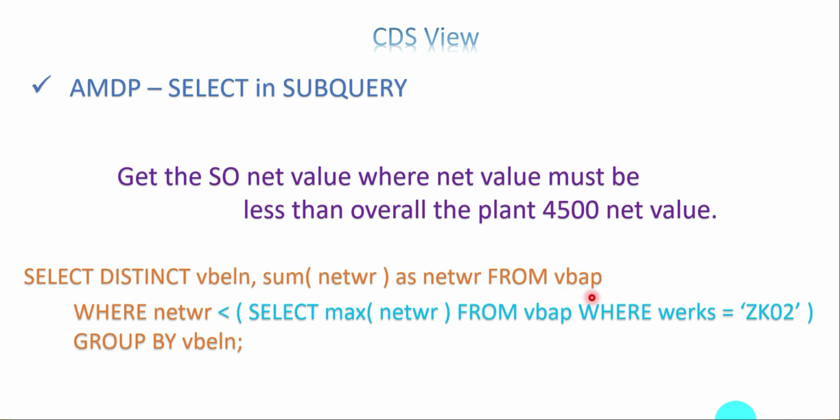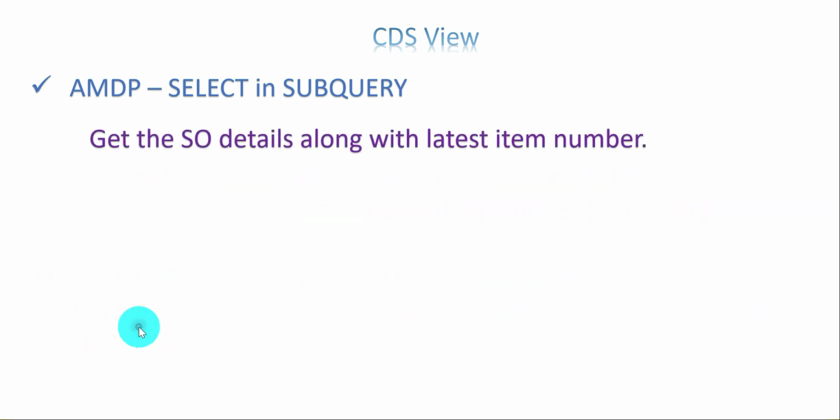Here the main query and subquery use the same table name, and the subquery is used in the where condition in this scenario. Okay, let's go to the next one. The next scenario is I need the latest item number of all the sales orders. I want all the sales orders, but I need only the latest item record to be fetched.